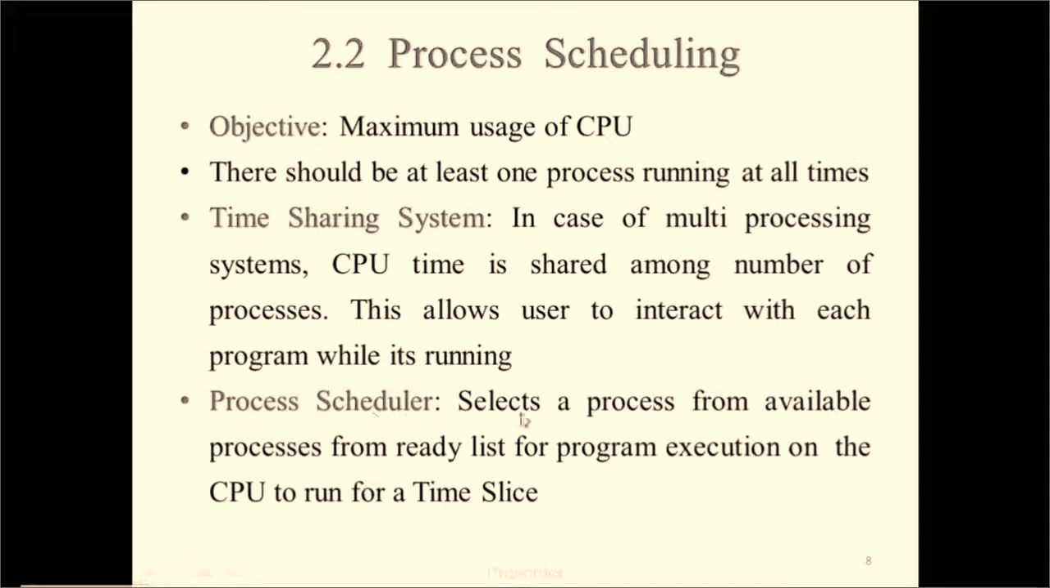This allows the user to interact with each program while it's running. The process scheduler selects a process from the available processes in the ready list for program execution on the CPU to run for a time slice. Always remember that process state diagram. We saw a ready state. There might be more than one process in the ready list, or ready state, and one of them is allocated the CPU at a time. Which one to allocate? That job is done by a scheduler, which is called the process scheduler.